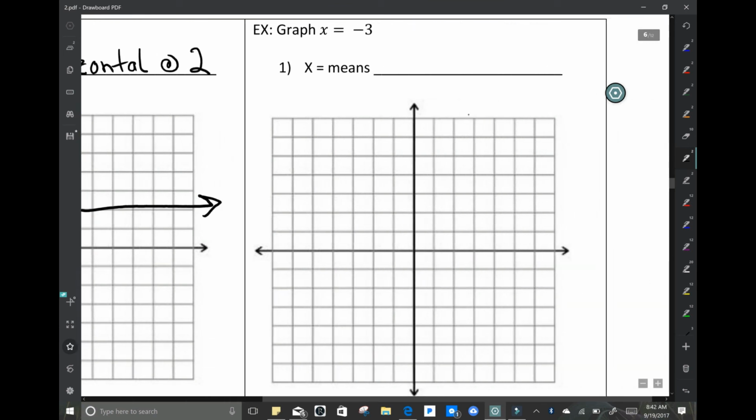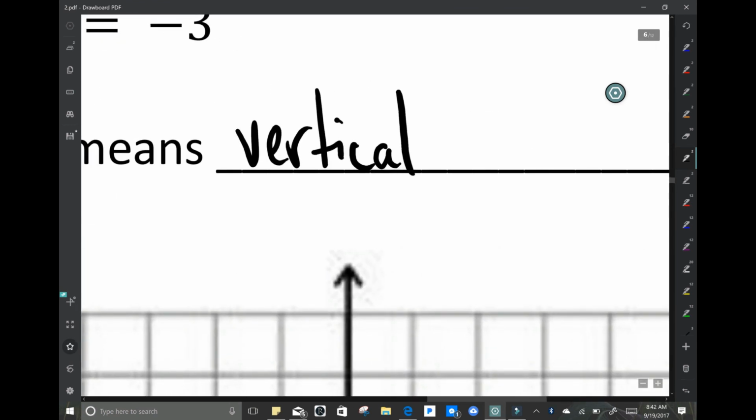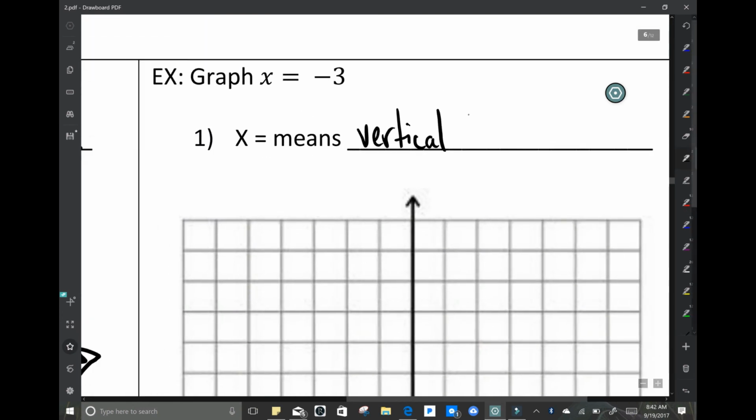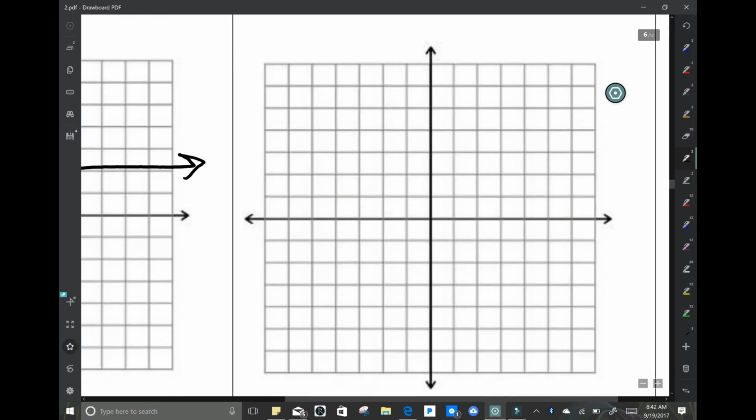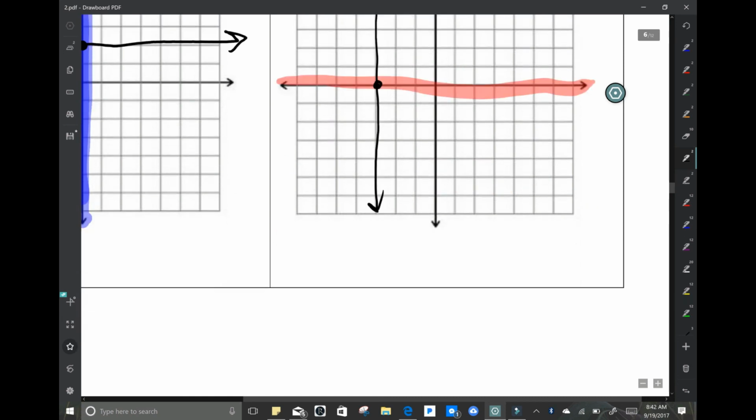x equals -3 means we want a vertical line. Notice how you spell vertical. It's okay, I won't take points off, but I do see students make up their own little languages. It's pretty creative. V-E-R-T-I-C-A-L at -3. And that just means now we're looking at the x-axis. That's where we want to be. And at -3 is right there, straight up and down from there.